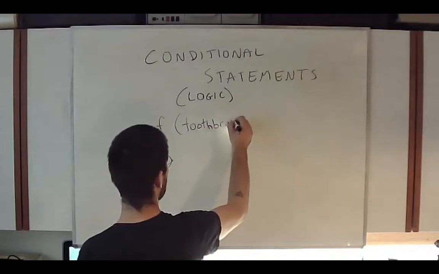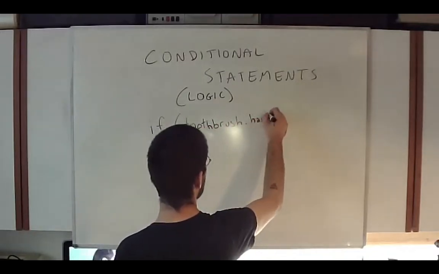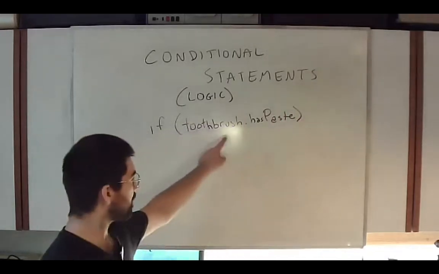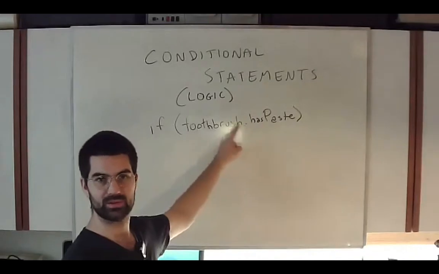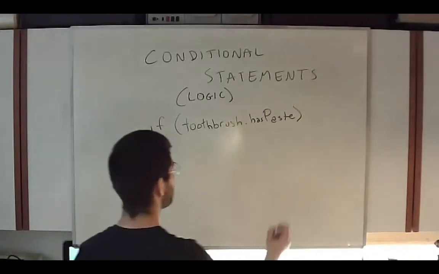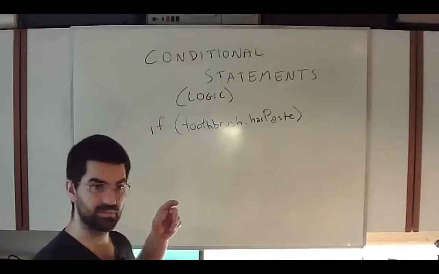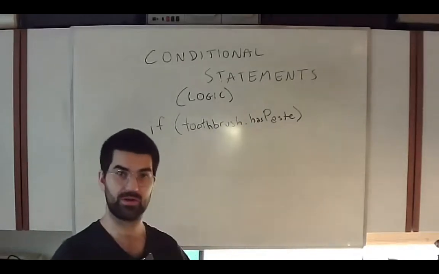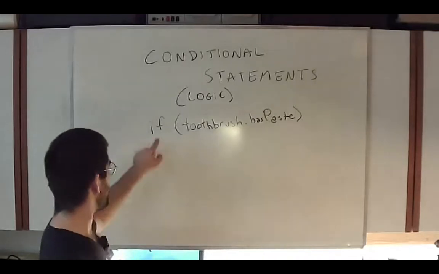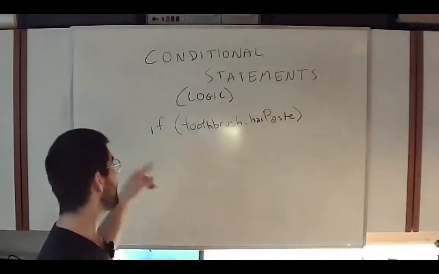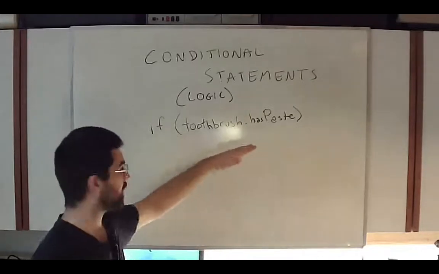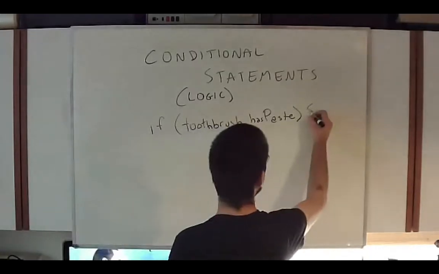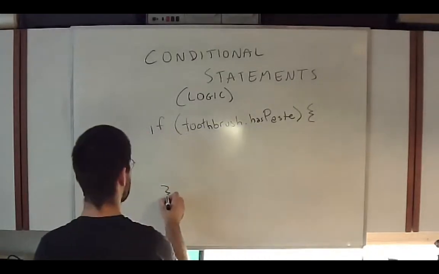toothbrush dot has paste. And so here we're looking at the has paste attribute of a toothbrush. And I'm writing in the actual format of P5 JavaScript that we're going to be using. So we have an if, that's our condition. If this is true, if the toothbrush does indeed have toothpaste, then we're going to execute whatever is inside of these curly brackets.